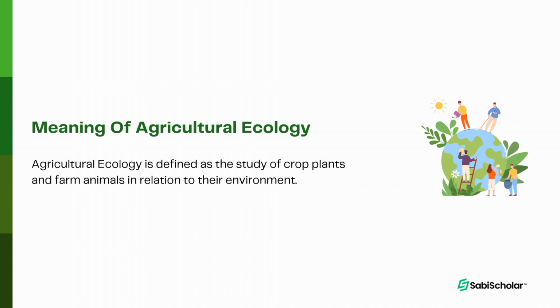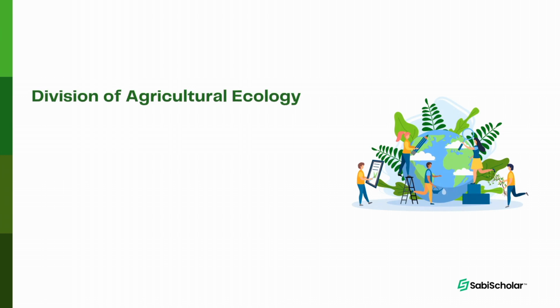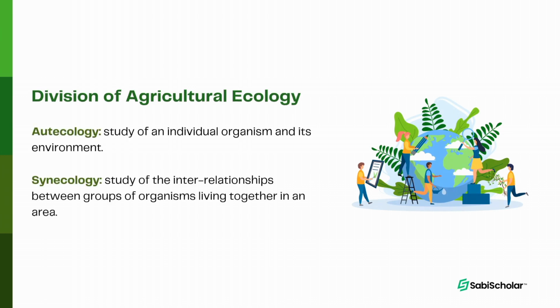Now, agricultural ecology is divided into two. We have autecology and we have synecology. Autecology is concerned with the study of an individual organism or a single species of organism in its environment. So we are talking about one unit. An example is if we want to study a single cattle and its environment.